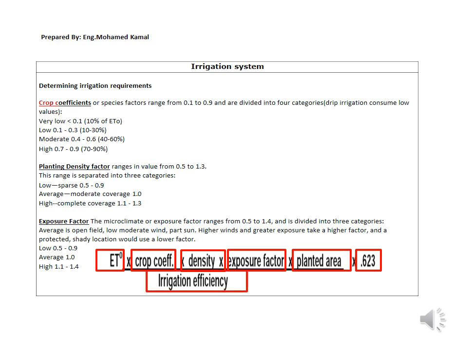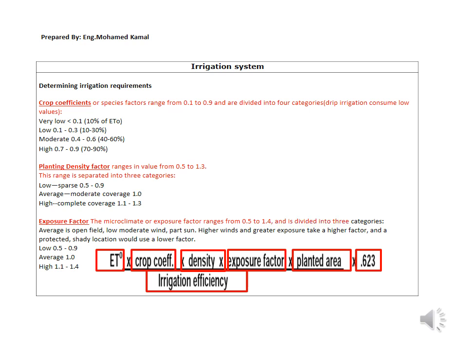Each of these factors, such as the crop coefficient, ranges from about 0.1 to 0.9 and is divided into four main categories. Drip irrigation consumes low values, so it mainly depends on the type of irrigation. Values like 0.1 can be achieved through using the drip irrigation system. Planting density factor: its range is about 0.5 to 1.3, and this range is separated into three main categories: low, average, and high. Each one of them depends on the distribution of the plants themselves.